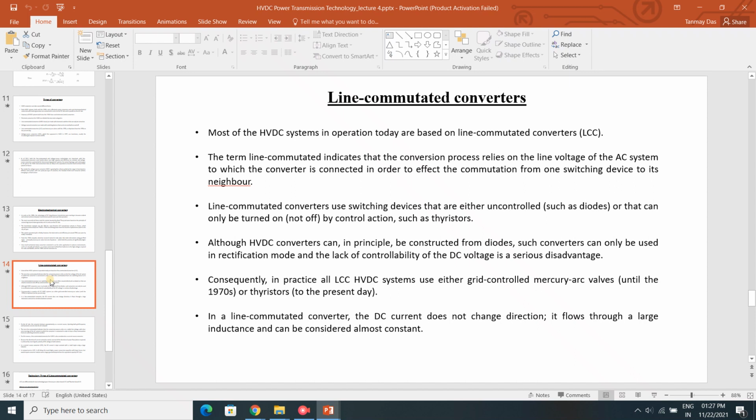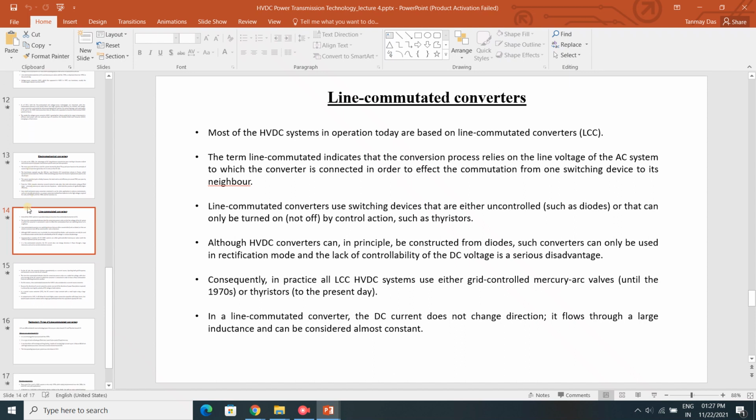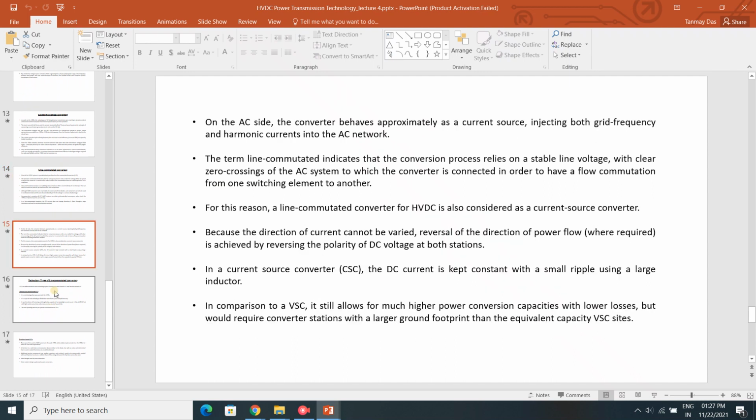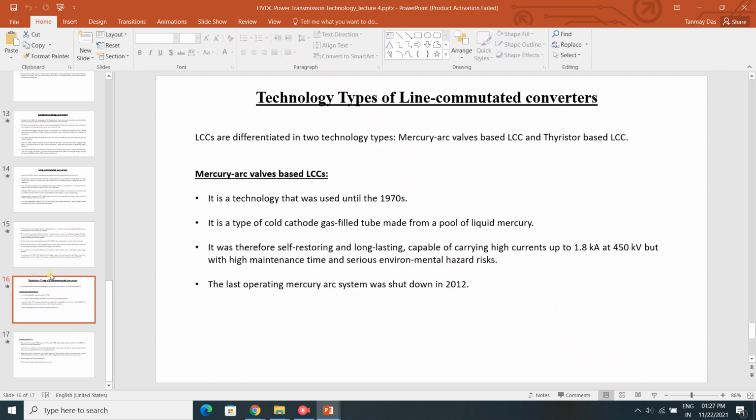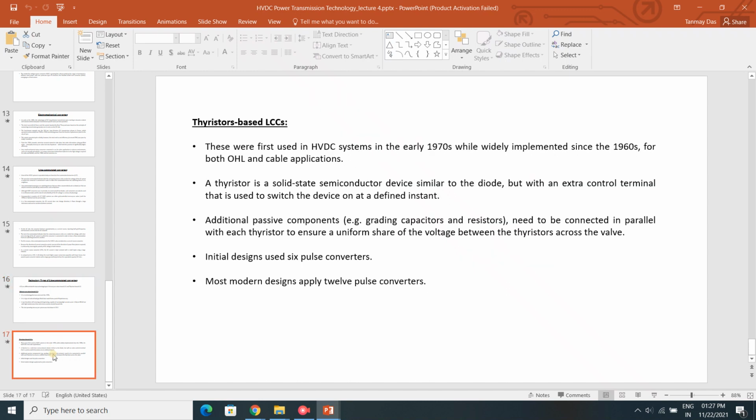So in a converting station, this similar kind of setup is there. Now we have discussed the line commutated converters, or current controlled. We have discussed a brief one on that, and also the Mercury arc valve based LCCs, that is, the Mercury arc valve based line commutated converters, and then the thyristor based line commutated converters. Generally, thyristor based line commutated converters are used nowadays.